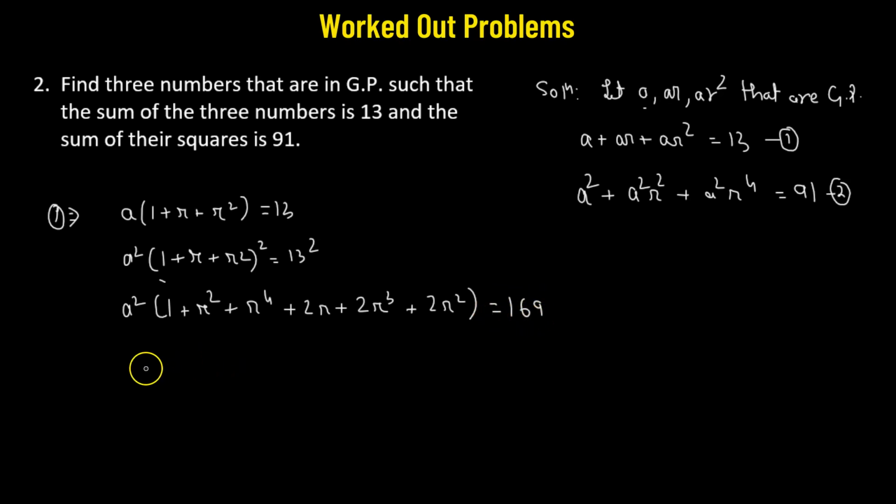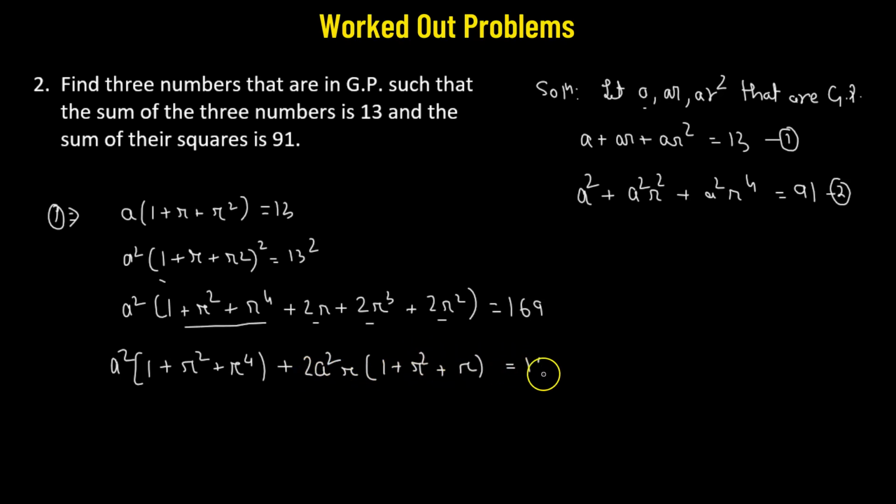So this can be further simplified. We'll take a squared and multiply it to the first three terms. So we have a squared multiplied by 1 plus r squared plus r raised to the power of 4. Plus, then we're going to multiply a squared to the rest of the three terms. However, we can take 2r as the common factor from each of the three terms. So we have 2 times r taken out. So this will now get multiplied by 1 plus r plus r squared. So this will be equal to 169.